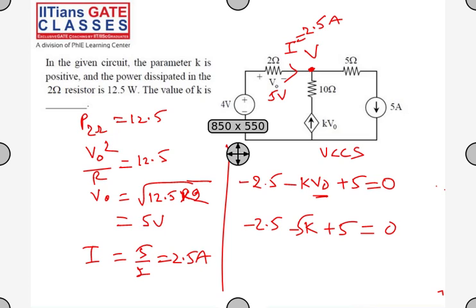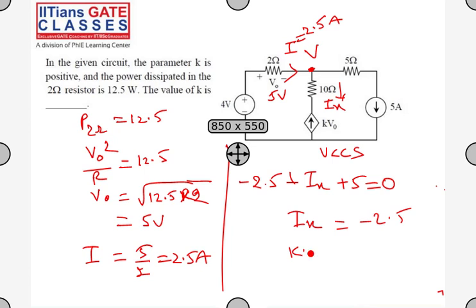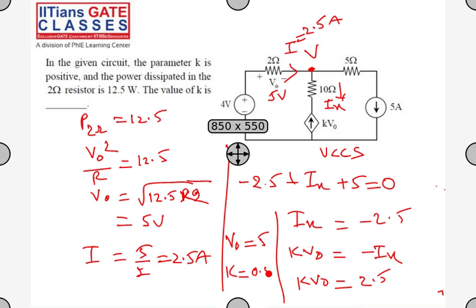Or let me write it this way. The current here I'll consider as Ix. So plus Ix is equal to this. What is the value of Ix? It's minus 2.5. Or K V naught is equal to minus Ix. So this is 2.5, and V naught is 5. K is 2.5 by 5. Did you get it? V naught is 5, K V naught is equal to 2.5, and V naught is equal to 5. So K is equal to 2.5 by 5, which is 0.5. K is 0.5. Is it clear?